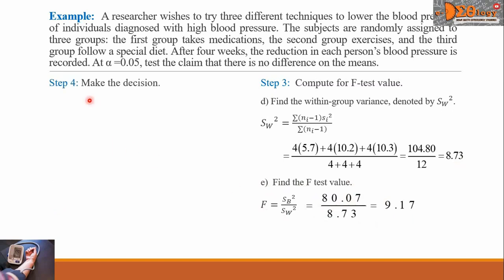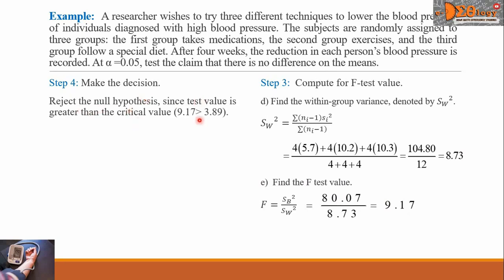For step 4, we will make the decision, and we say reject the null hypothesis, since the test value is greater than the critical value. In symbols, we write 9.17 is greater than 3.89. That is, the test value falls in the critical region.